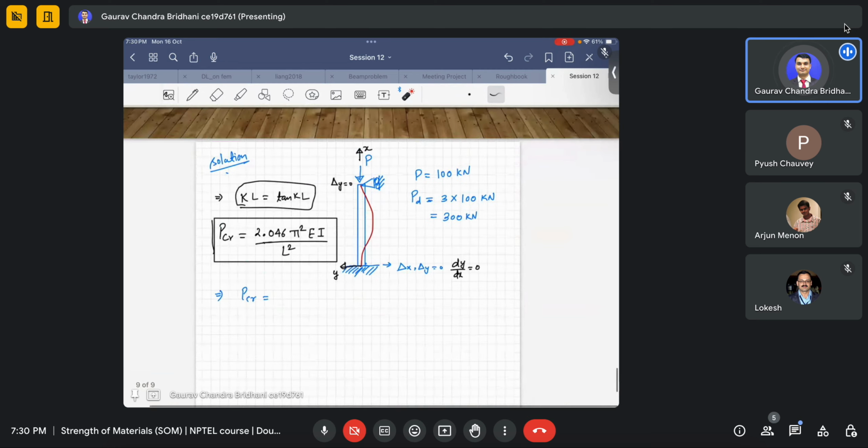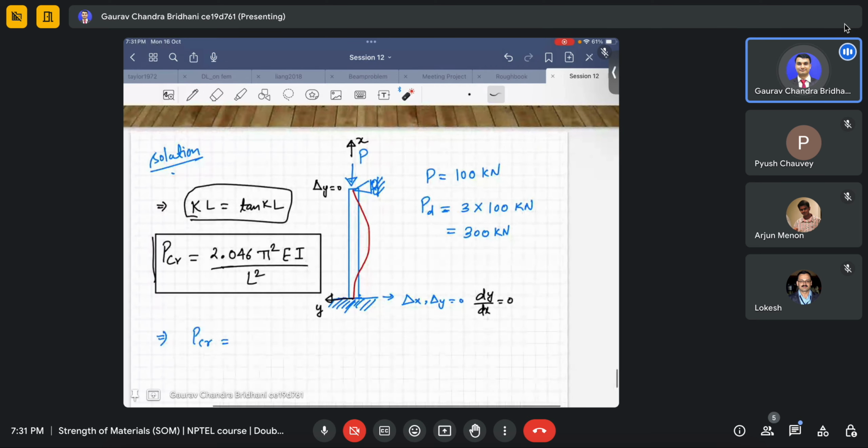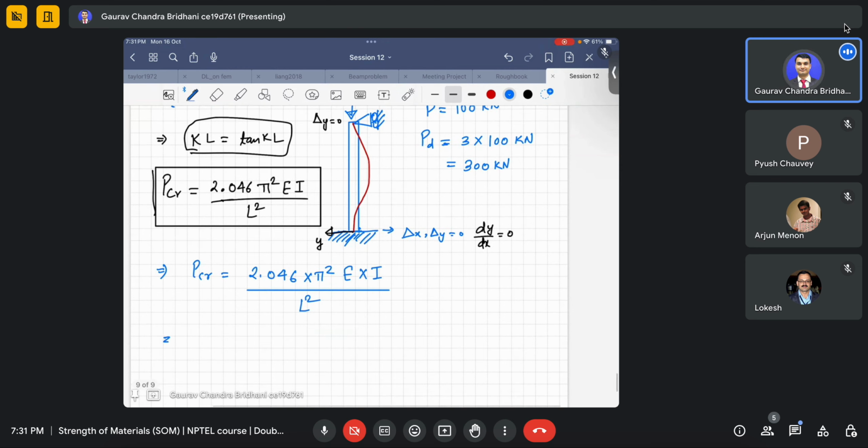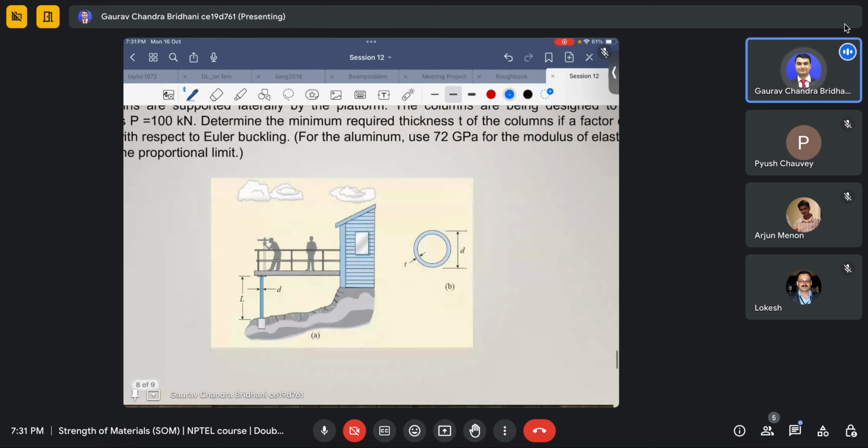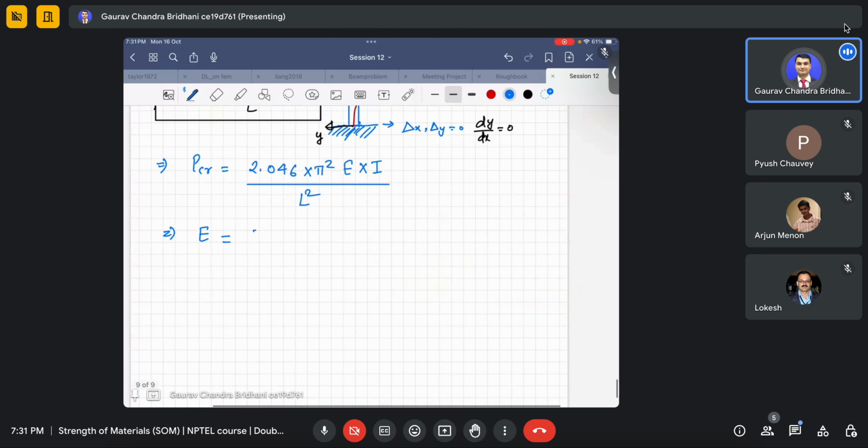Okay, so we have this. We were substituting the values, 2.046 into pi square E I by L square. Now we will find each quantity one by one. What is E? E is given to us as 72 GPa for aluminium. I'll convert it to MPa, I need everything in MPa. 72 into 10 to the power 3 MPa.